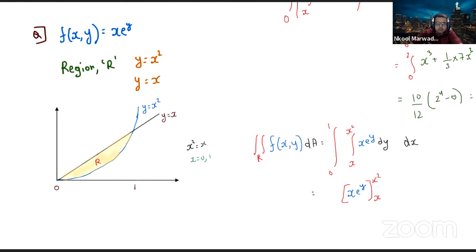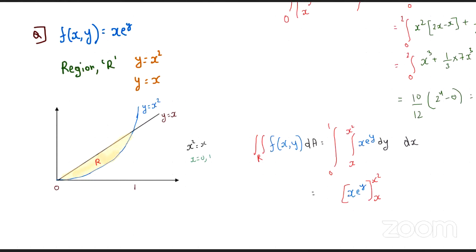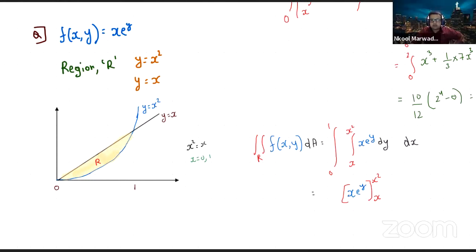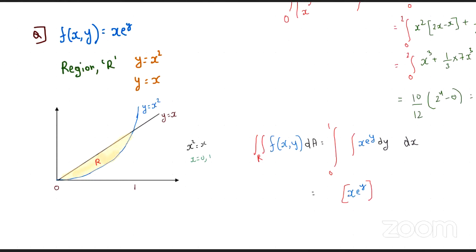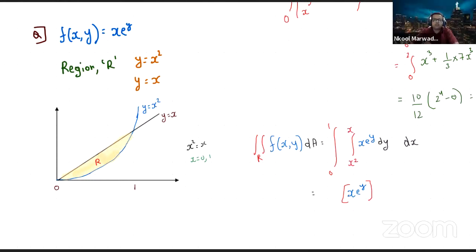And here one more thing we have to take care of. In the question, the region is bounded by x square and x, and we have to take it in that order. Very important observation. In the question it will be given as bounded by y equal to x square and y equal to x. It means x square to x.